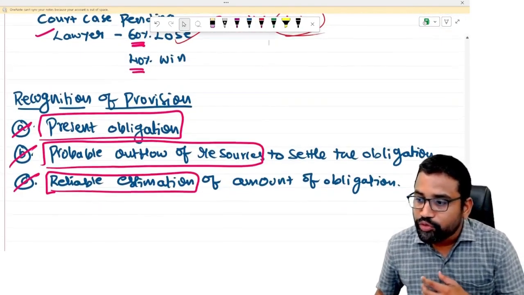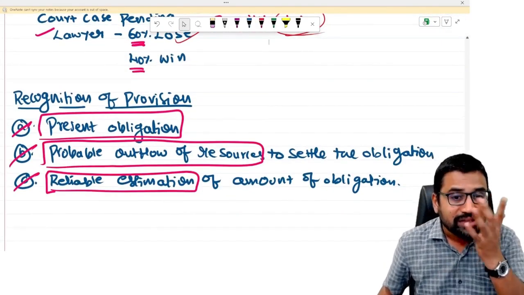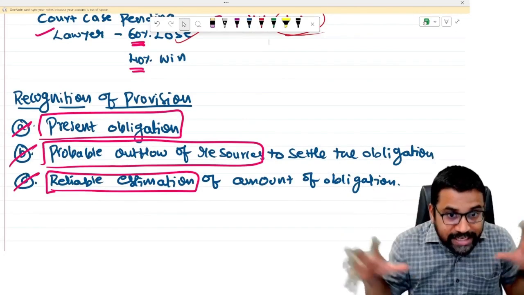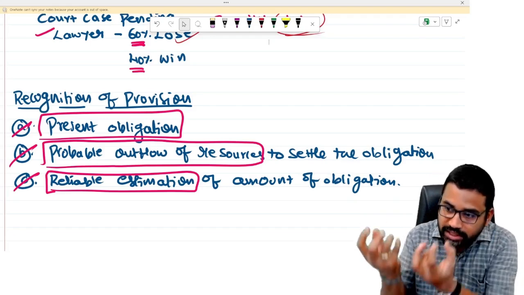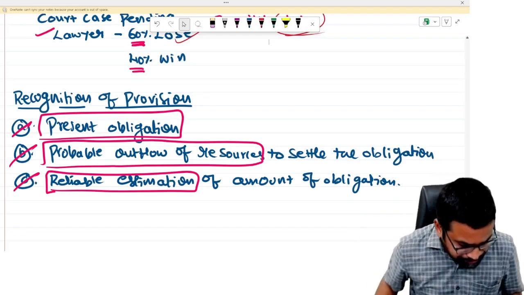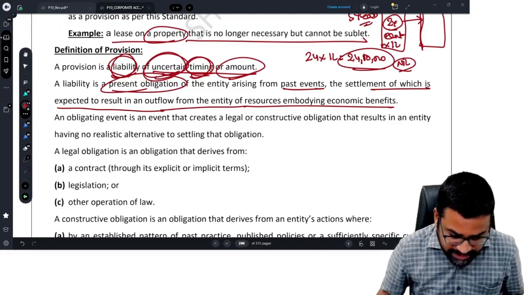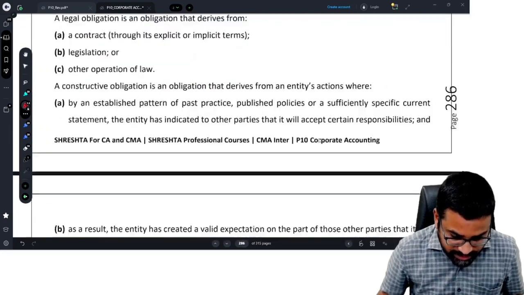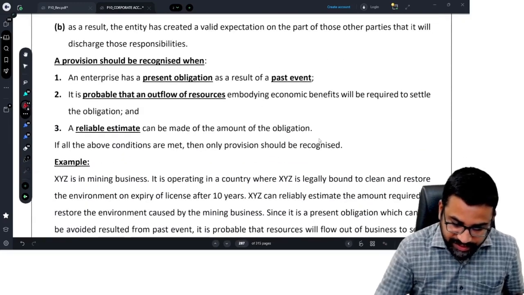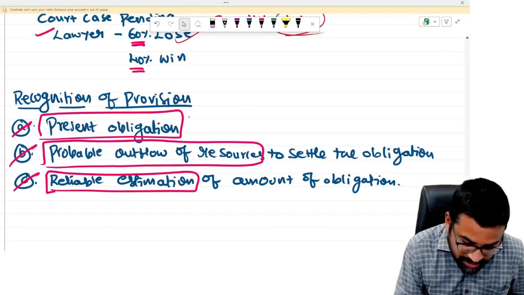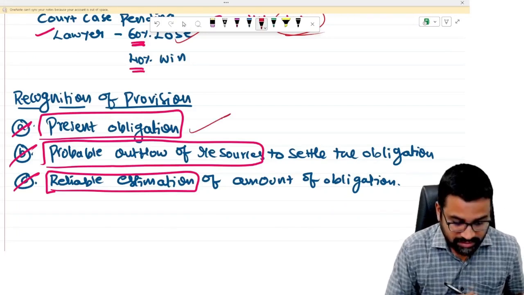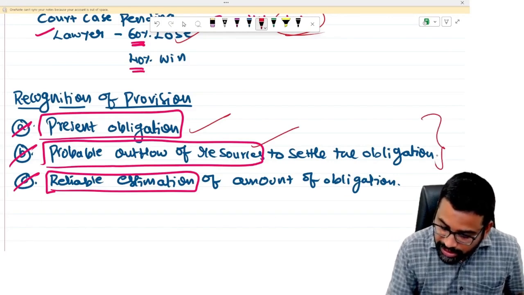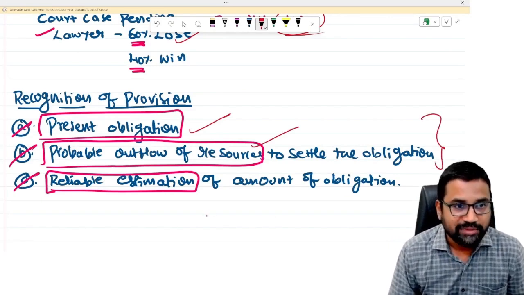So tell me, if you want to create a provision in the books, what are the 3 conditions you need to satisfy? See, if you read the definitions correctly, these are the 3 points you need to remember when you are required to recognize a provision. For a provision to be recognized, three conditions must be satisfied. First, there is a present obligation arising from a past event. And then, a probable outflow of resources to settle the obligation. Sir, if you read these two conditions, what's your opinion? Tell me, what is this?